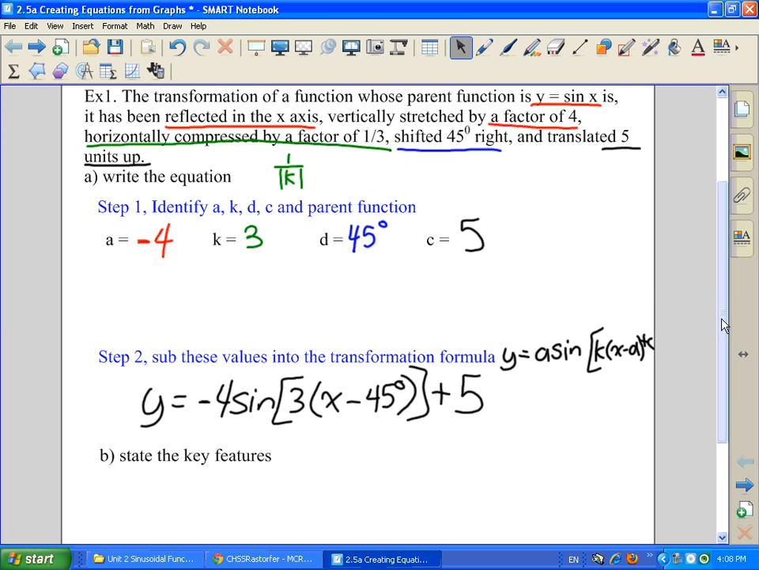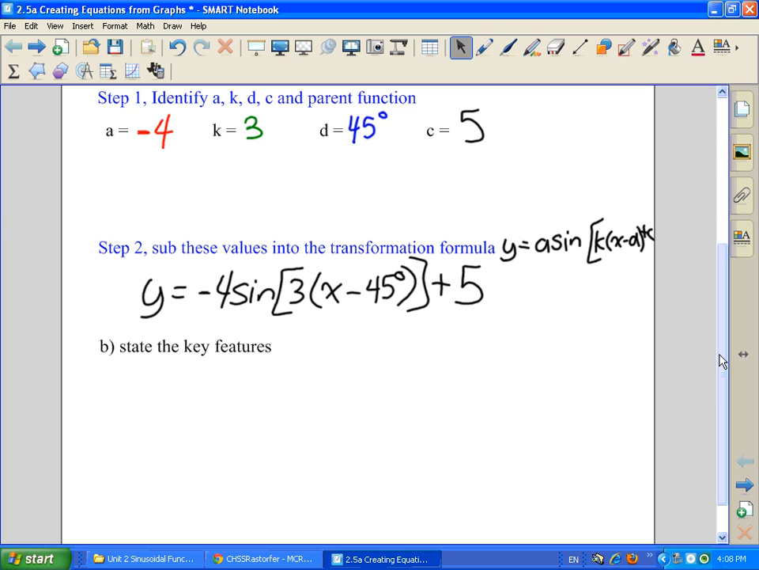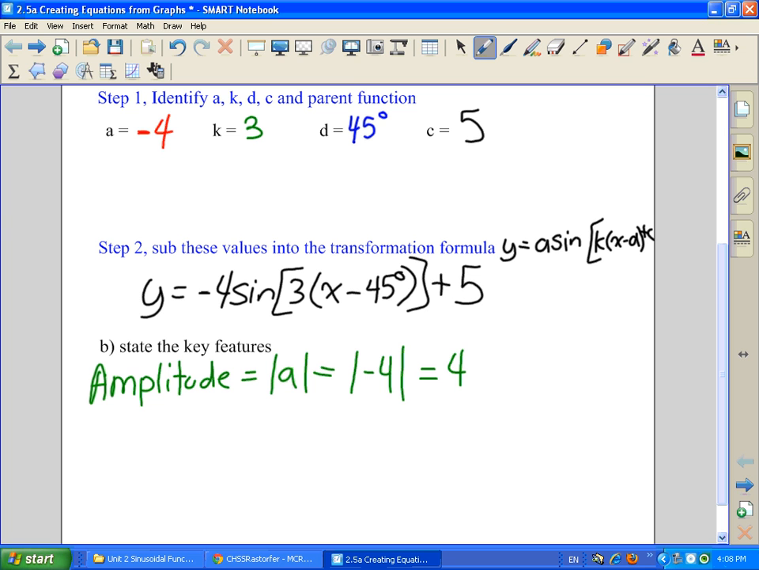Then it says second part, to state the key features. So what do we know? If A equals negative 4, that tells us that the amplitude, which remember equals the absolute value of A, which equals the absolute value of 4. So our amplitude equals 4. We know that our axis equation, here's my short form for equation, is y equals c. So what does that tell us? That y equals 5.